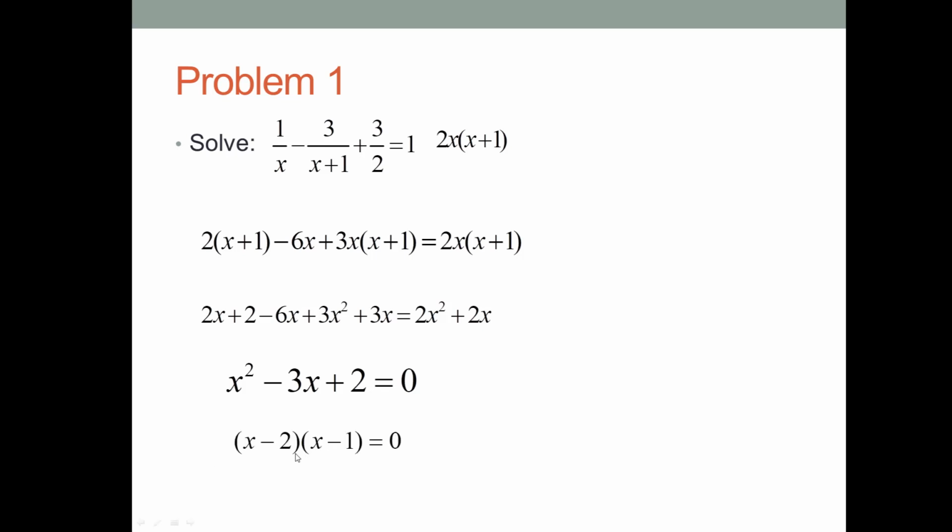Now you've got a product of two factors equal to 0. The only way that's going to happen is if one of the factors is 0 or they're both 0. So you set those equal to 0 and solve for x. We get x equals 2, or x equals 1. Now, just like with radical equations in the last video, you always want to check.